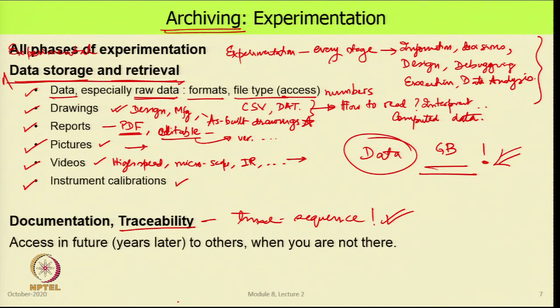And we do all of this as we saw in the reporting case, but we want access in future to ourselves and to others, especially when you, the experimenter who did it initially, are not there. So, this is very valuable in passing information to others and to future generations.